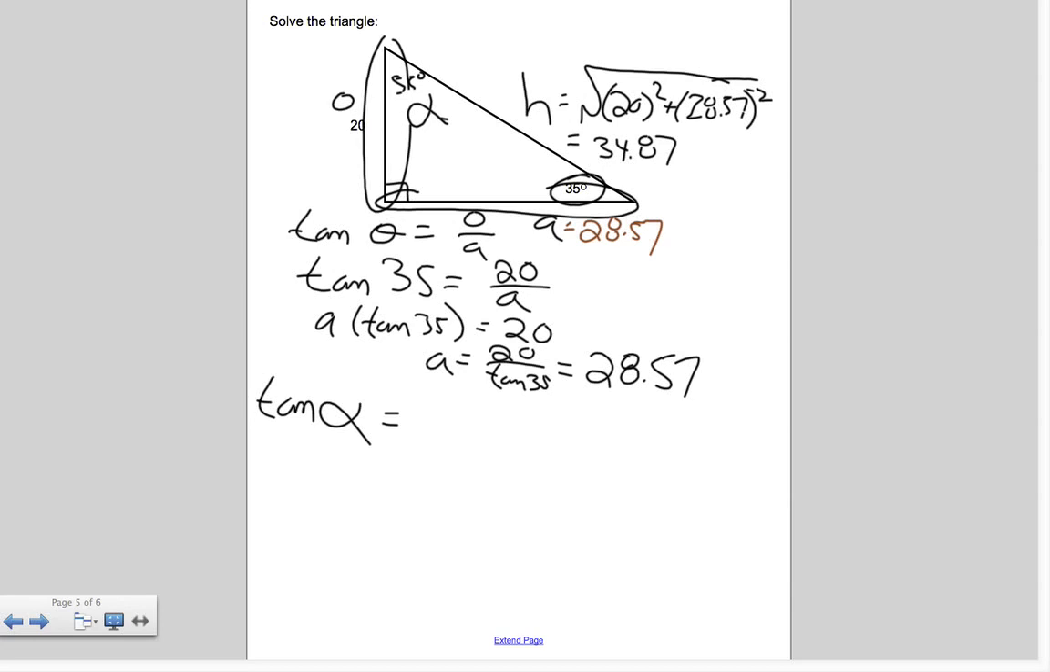So for alpha, what is the opposite side? The opposite side of alpha is this side now, right? So it's all in reference to the angle that you're looking at. I'm trying to push you to think beyond horizontal and vertical. Now we're looking at this angle up here, and the side opposite, the side farthest away from it this time, is 28.57.